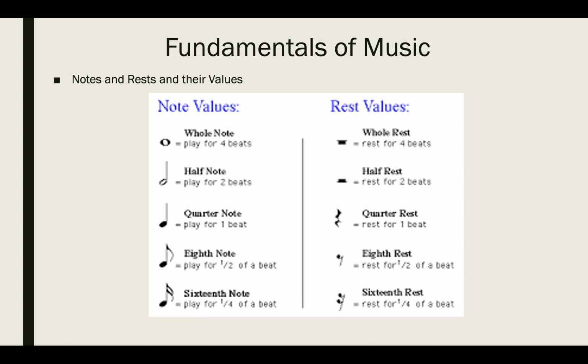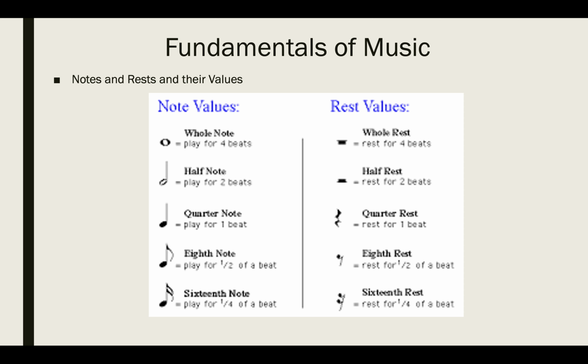Then we go to our notes and rests and their values. So each note has a specific rest value. So a whole note just looks like a head, which has 4 beats. Its equivalent is a whole rest, meaning you rest for 4 beats. You don't do anything, you don't sing, you don't play. It's also 4 beats. So it looks like an inverted hat, the whole rest.